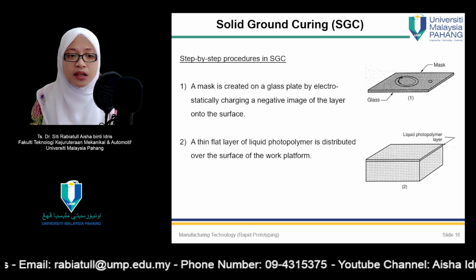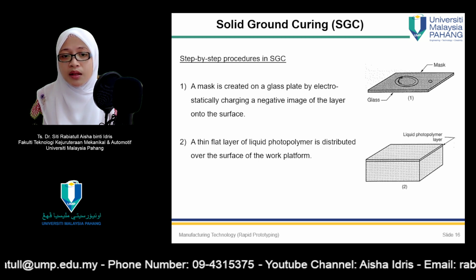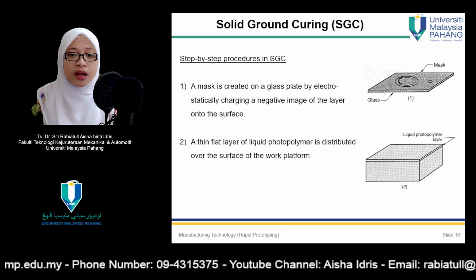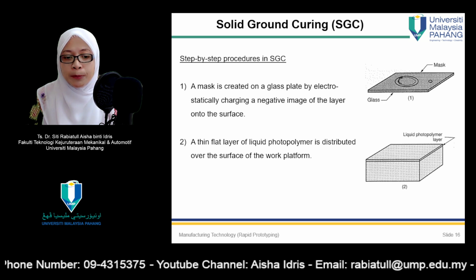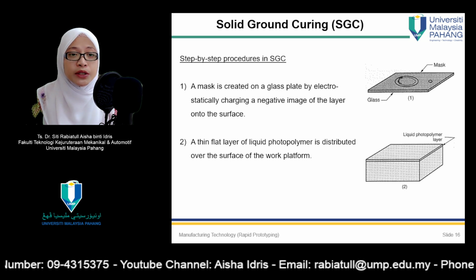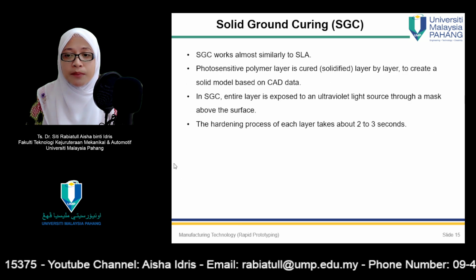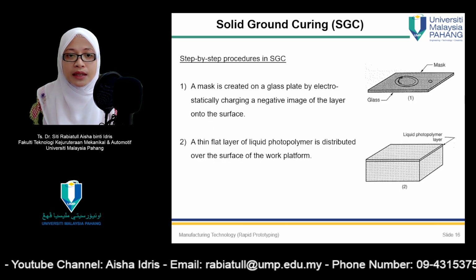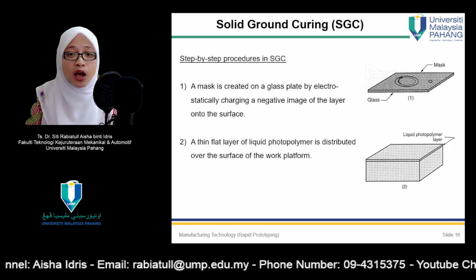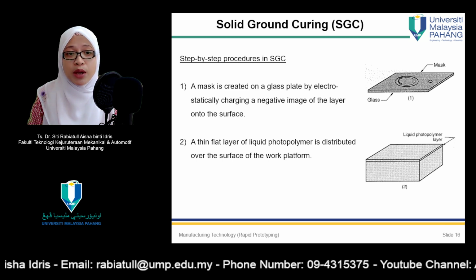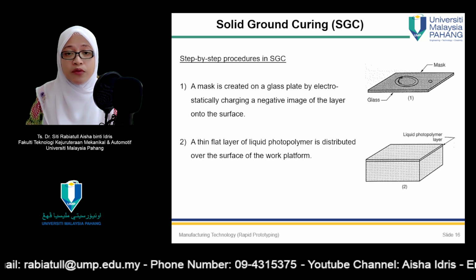For each layer, the step-by-step procedure in SGC is illustrated in this figure and described as follows. Number one, a mask is created on a glass plate by electrostatically charging a negative image of the layer onto the surface. The imaging technology is basically the same as that used in photocopiers.